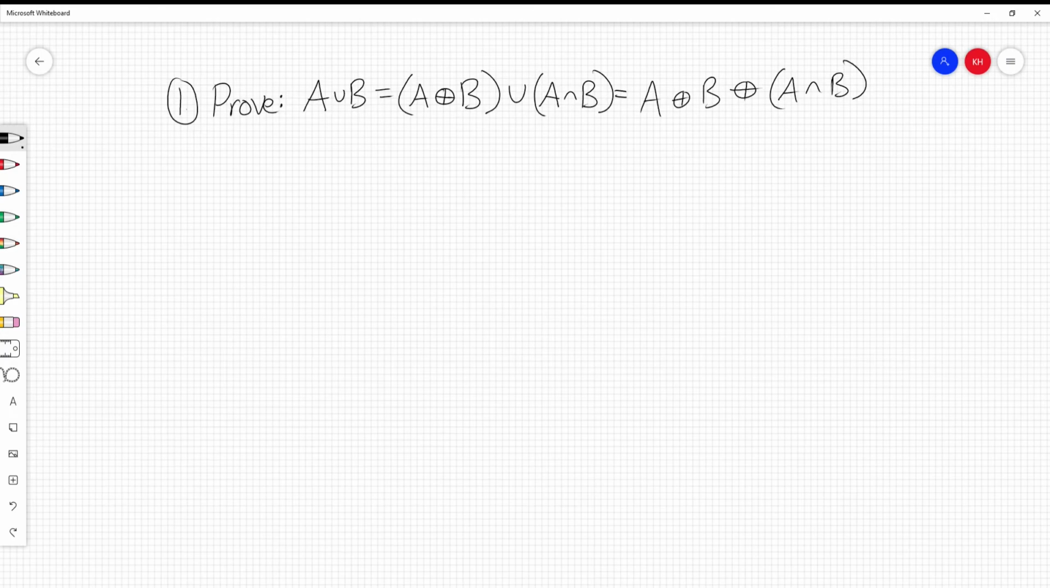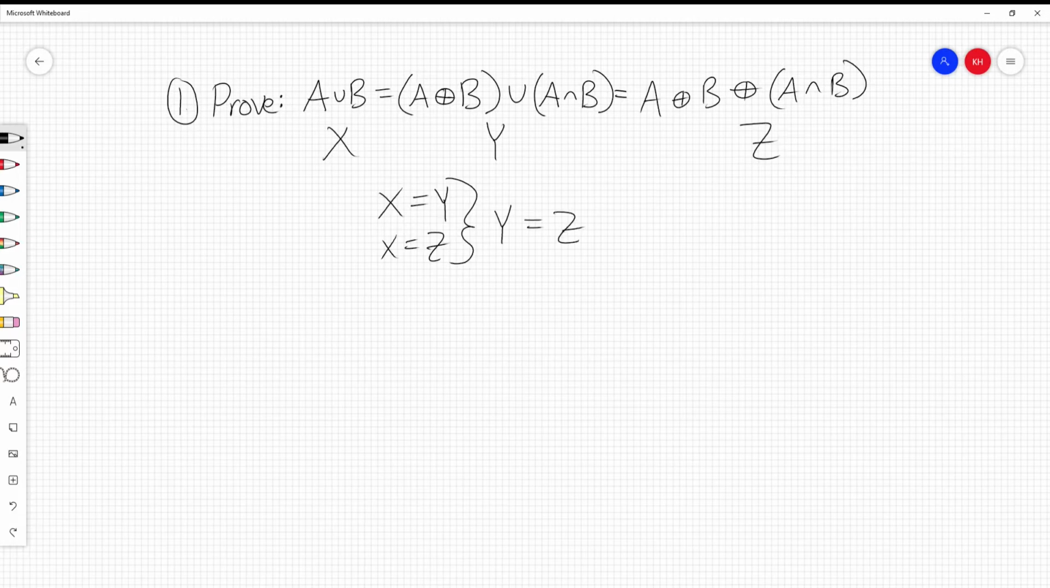Alright, going on to the first problem, we have to prove that A union B is equivalent to A symmetric difference B union with A intersection B, which is equivalent to A symmetric difference B symmetric difference to A intersection B. There's a couple different ways you could go about doing this, so let's just call this X, Y, and Z because that's a mouthful to say again. If you have X equal to Y and X equal to Z, this will then prove that Y is equal to Z because you can just do a simple substitution.